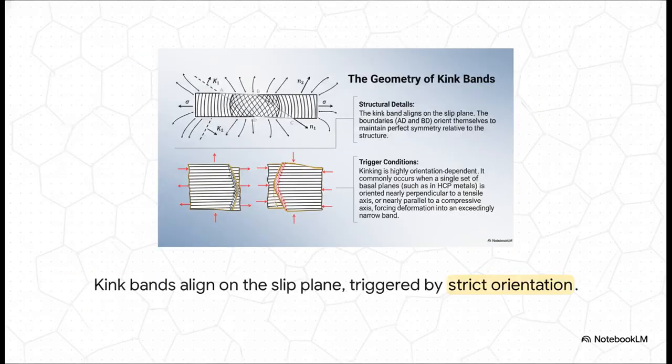So, the real name of the game here is geometry. Kinking doesn't just happen randomly anywhere. It's highly orientation dependent. The kink band neatly aligns right on the slip plane to maintain perfect structural symmetry. We systematically see this triggered in hexagonal close-packed or HCP metals. When a single set of basal planes is oriented nearly perpendicular to a tensile axis or parallel to a compressive one, the lattice simply cannot resolve the shear stress for normal slip. So what does it do? It accommodates the deformation by forcing everything into an exceedingly narrow buckled band.